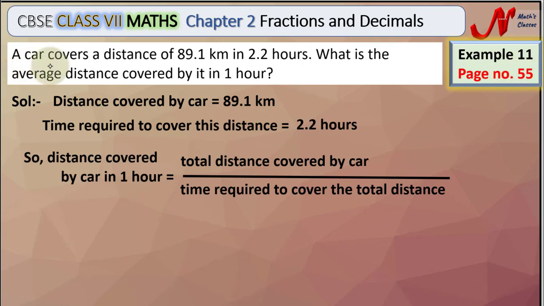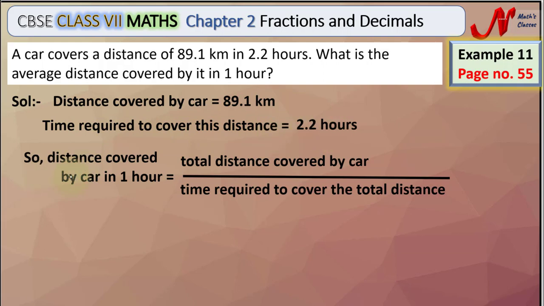It is given that a car covers a distance of 89.1 km in 2.2 hours. What is the average distance covered by it in 1 hour? So from the given problem we can write: distance covered by car is equal to 89.1 km, and the time required to cover this distance is equal to 2.2 hours.